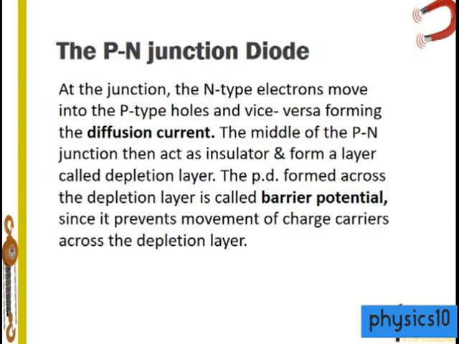So at the junction, the N-type electrons move into the P-type holes and vice versa, and this forms what's called a diffusion current. Now the middle of the PN junction acts as an insulator. As we said before, that forms a layer called a depletion layer. And we've also mentioned that the potential difference formed across the depletion layer is now called the barrier potential, since it prevents any movement of charge carriers across that depletion layer.